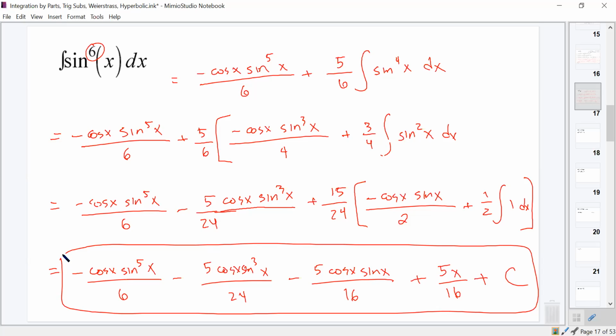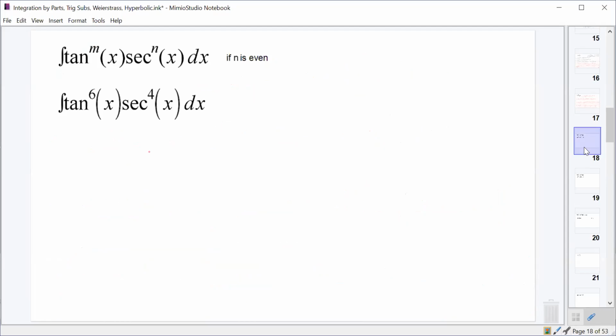Any other questions on that before we move into some other functions? Move away from sine and cosine and move into tangent and secant. So we are going to take a look at integrating a tangent to a power times secant to a power. And specifically, the best way to do this is when the power on the secant is even. So if the power on the secant is even, you always are going to want to separate out a secant squared from everything else.